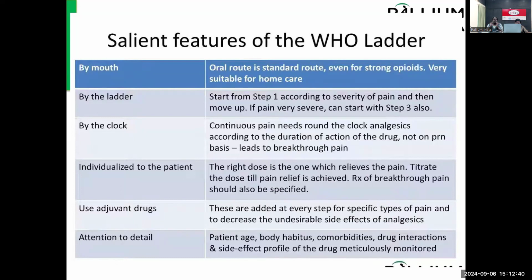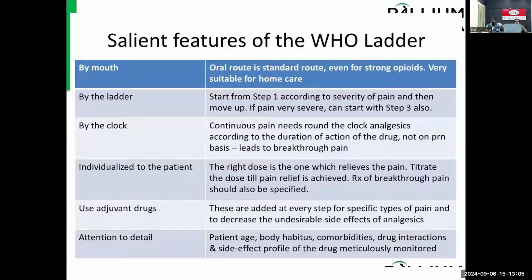Next one is attention to detail. That is, the patient's age, body habitus, comorbidities, drug interactions, and the side effect profile of the drug must be meticulously monitored. You should keep all of this in mind before prescribing the medicines. The history of drug allergy or any anaphylactic reactions is also very important before starting these medicines.